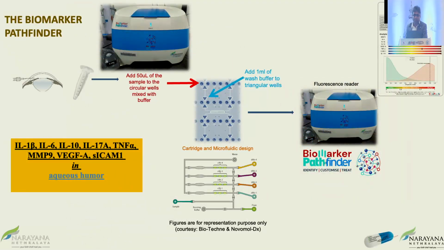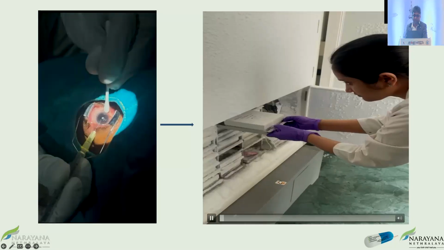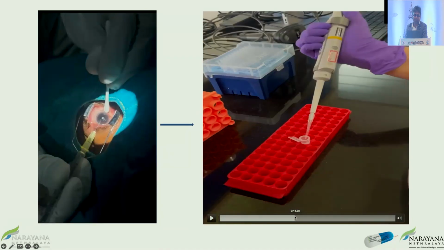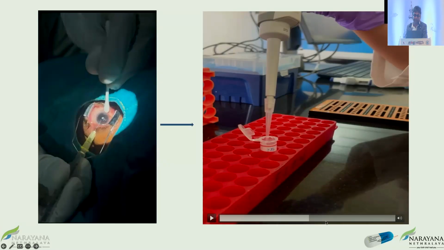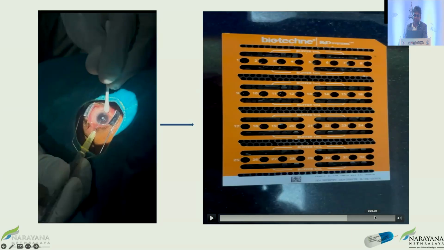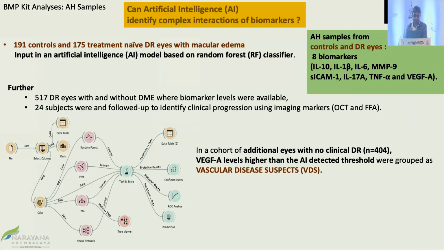Coming to our newest thing, the biomarker pathfinder, we have 8 molecules that can be identified. It's a readout that comes in 2 to 4 hours. This is how it's done: the tears are collected and put in a buffer, and you can put it in the cartridge here. Once you put it in the machine, you get a readout after 2 to 4 hours, depending on the number of molecules that we read.